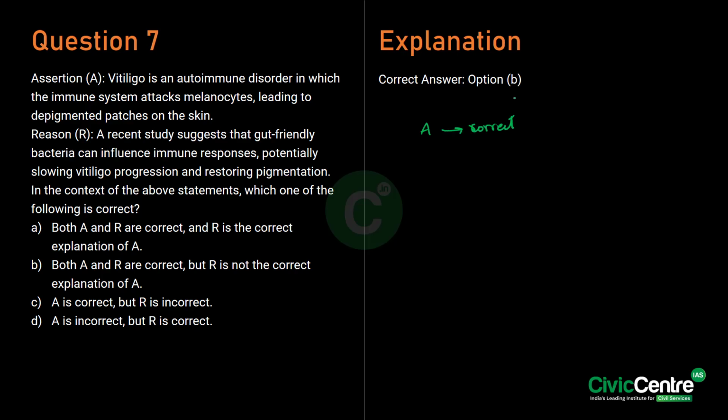Now, the condition can cause psychological disorders and increase susceptibility to other autoimmune disorders. But a recent study from Northwestern University found that a microbial compound from gut-friendly bacteria could reduce pigment loss by 74% in preclinical trials. The compound suppresses killer T cells and enhances regulatory T cells, potentially stabilizing vitiligo.